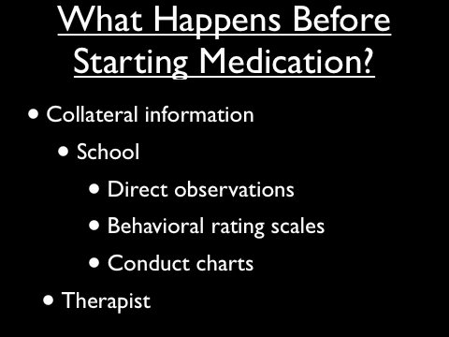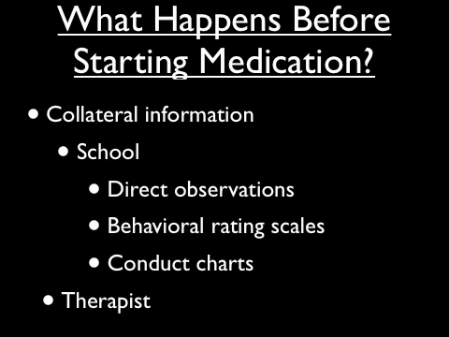Especially in the elementary school kids, it's very important because sometimes things are happening in the home setting, and if we have a conduct chart, we can identify if maybe the changes in the home setting are affecting the behaviors at school as well. And then, of course, we have the collateral information from the therapist, which is sometimes very difficult to obtain, not because of the therapist, but because of communication. People are seeing patients, and it's hard to get the schedules together.